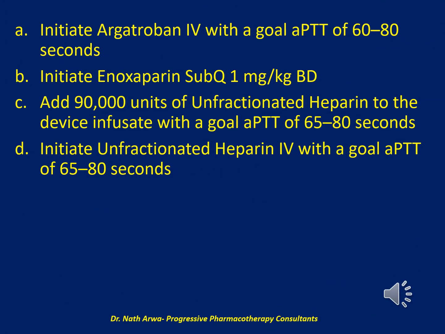Would it be A. Initiate argatroban IV with a goal APTT of 60 to 80 seconds, or B. Initiate enoxaparin subcutaneously dosed at 1 mg per kilogram twice daily, or C. Add 90,000 units of unfractionated heparin to the device infuse set with a goal APTT of 65 to 80 seconds, or would it be D. Initiate unfractionated heparin IV with a goal APTT of 65 to 80 seconds? I will give you 10 seconds to choose the correct answer to this question from the listed options.